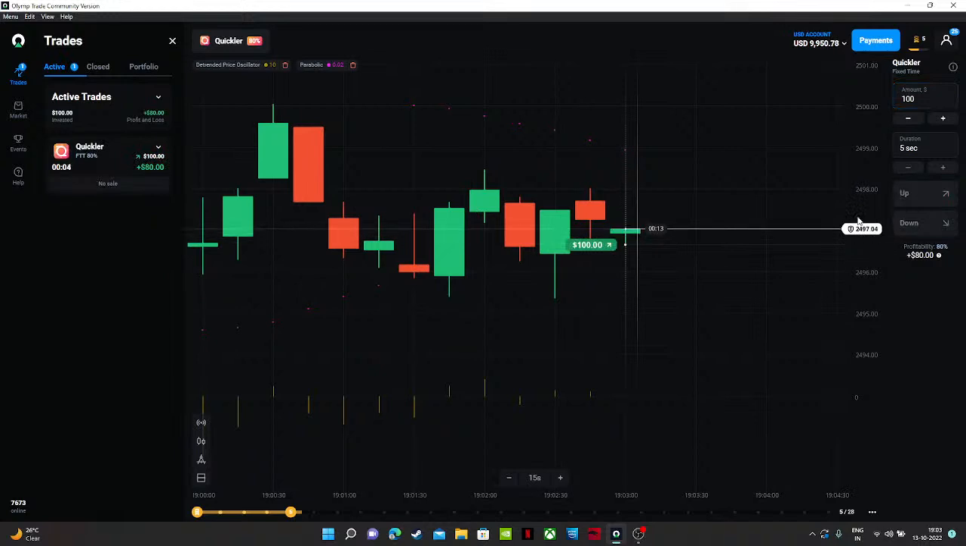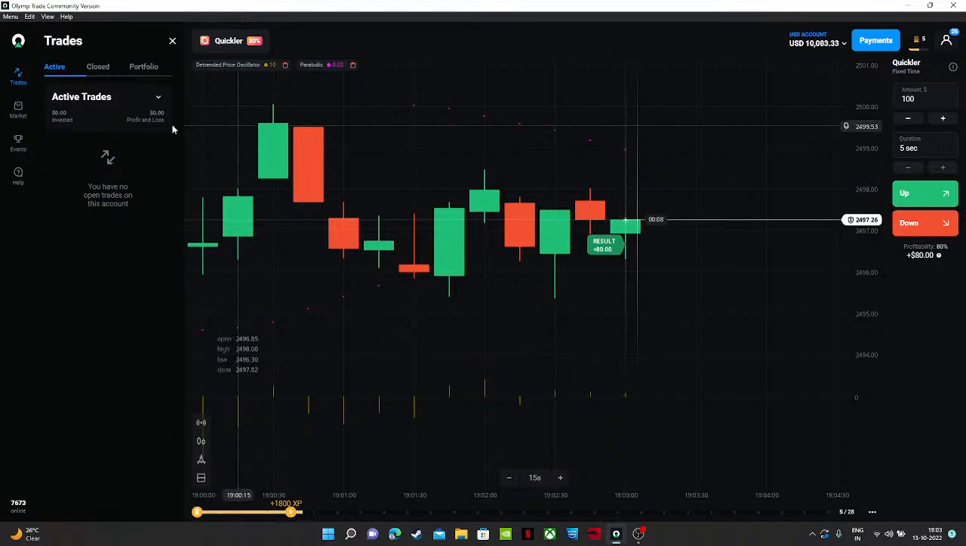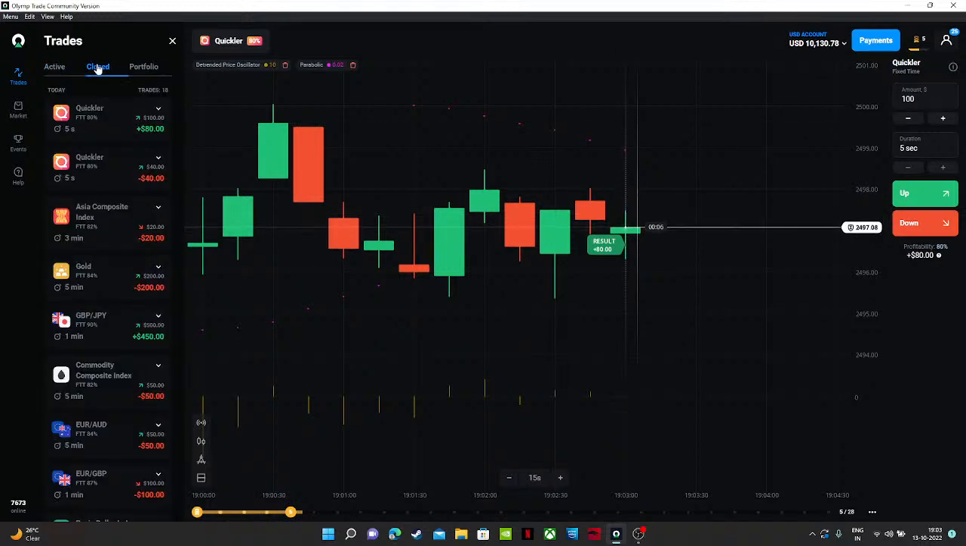Again green. So we won this trade. Now the overall situation is profitable and we can close this session.